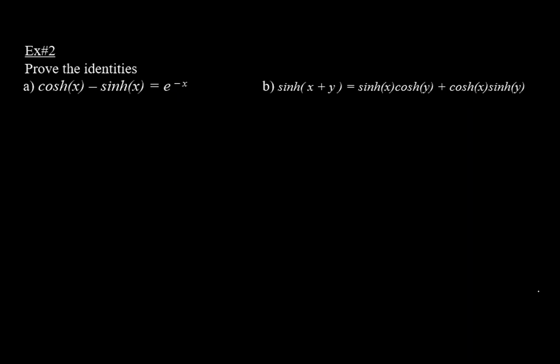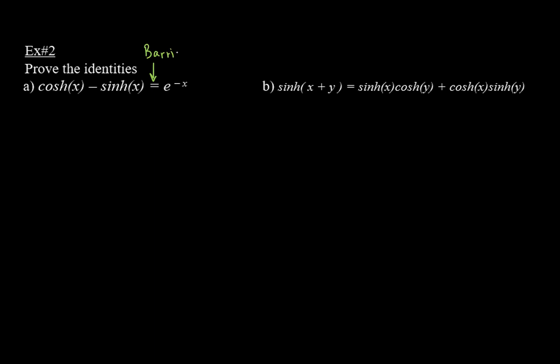Here are some identities of hyperbolic trig functions. And let's go ahead and prove them. Remember how we prove identities? You basically manipulate one side to try to get it to be equal to the other. Or you manipulate both sides to try to get them to be equal to each other, but you never cross sides.